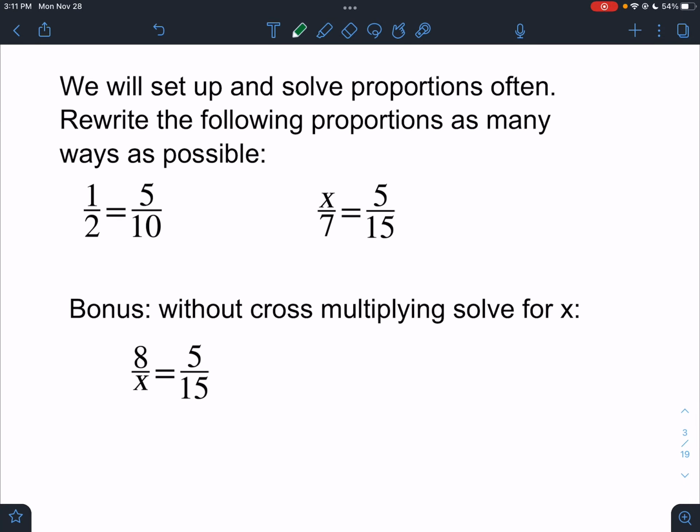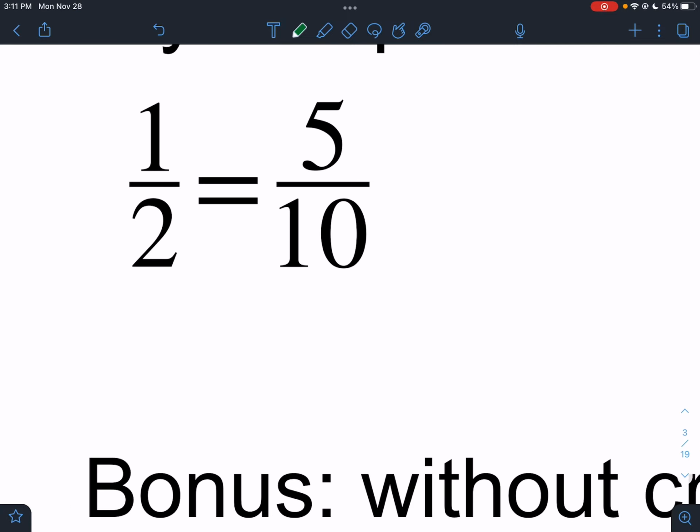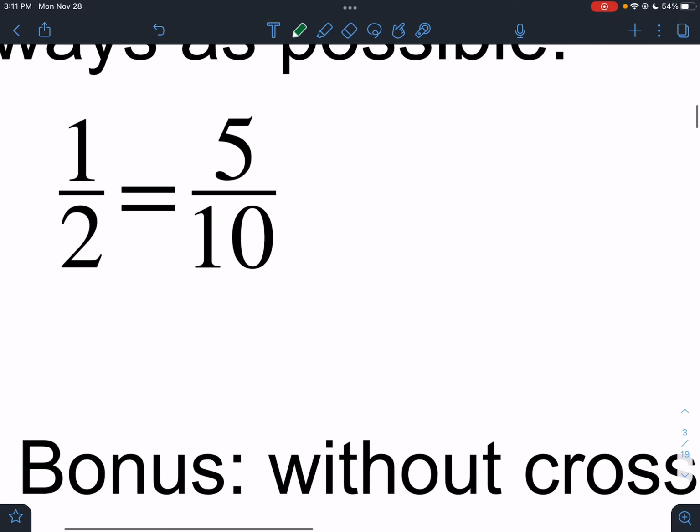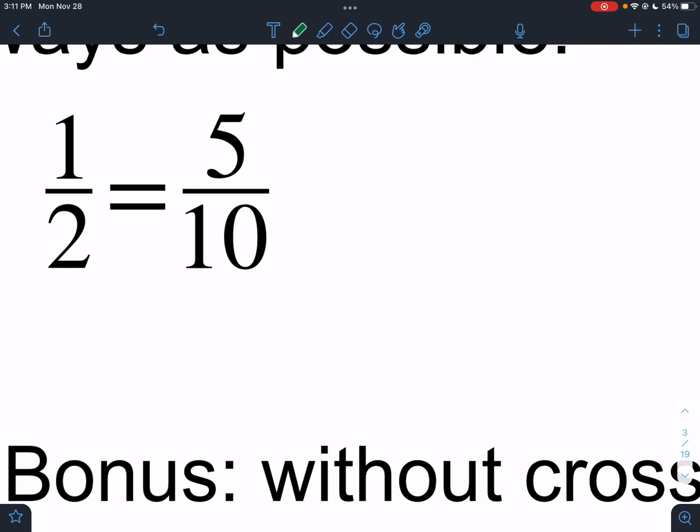We're going to use a lot of proportions, so we have to understand a few things. There are 4 ways to write every proportion. I'm going to go through these real quick, but 1/2 equals 5 over 10. That's true, right? What is 5/10? If I reduce that, isn't that 1/2? So yes, this is true.